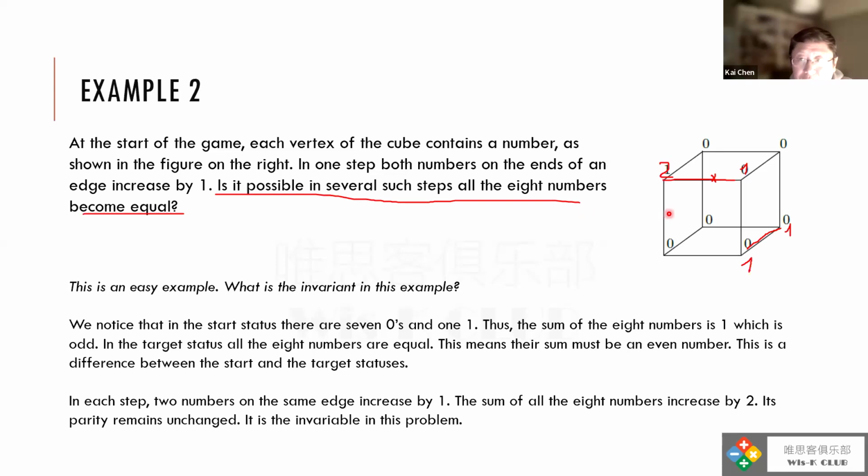So the initial state, of course, is easy. We get only 1 and the others are 0. So the parity of the sum is 1, which is an odd number. And the end situation we are looking for is all the 8 numbers becoming equal. I don't care whether it's odd or even, but you have 8 equal numbers, so this number times 8 will be even. The parity will be even. So the initial state is odd, the target state is even, but in each run the parity does not change. So that is a contradiction. Got it? Easy, right?